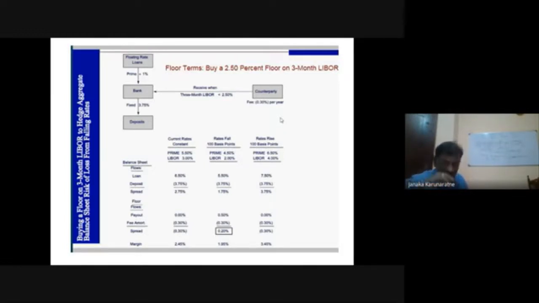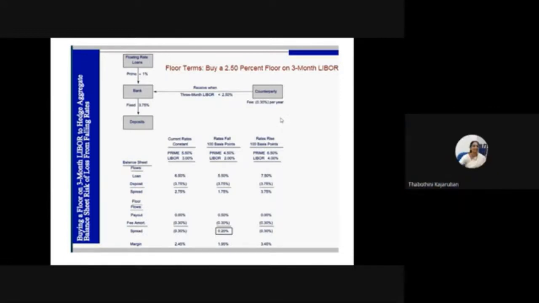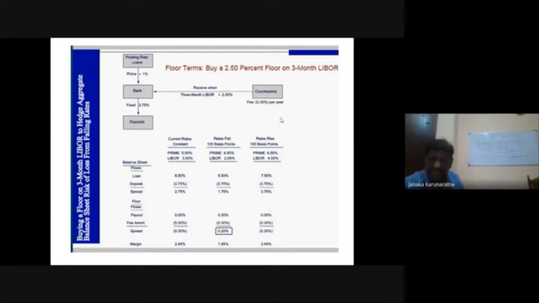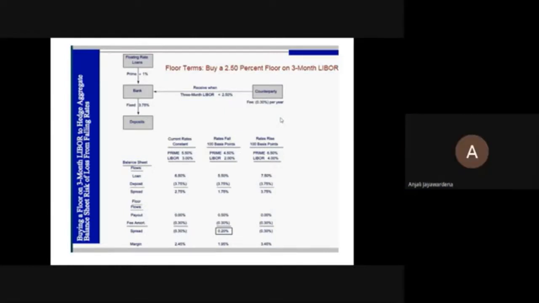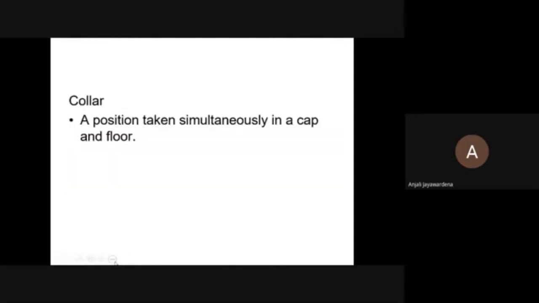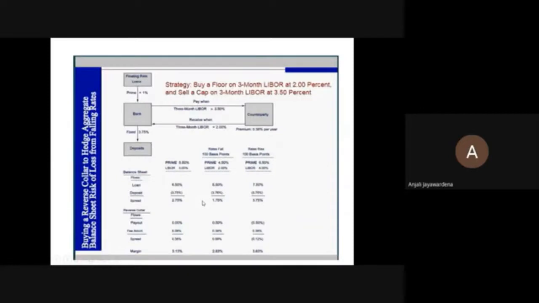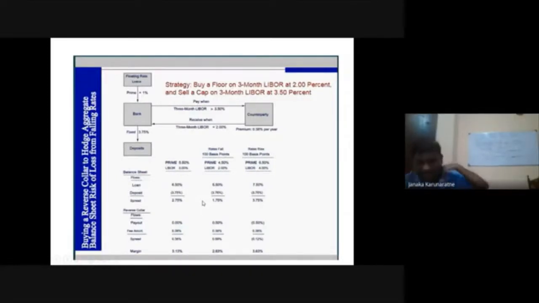What is the risk to this bank? Rates going down. Why? Because the bank has to pay a fixed amount to the depositors even though the rates go down, but from loans we get only a lower amount. Because when floating rate loans are there, when the interest rate goes down, you will get less income from your loans, but for your depositors, you have to pay a fixed rate of 3.75%.